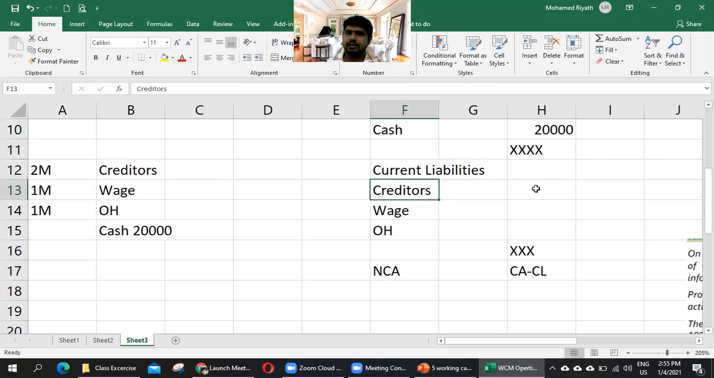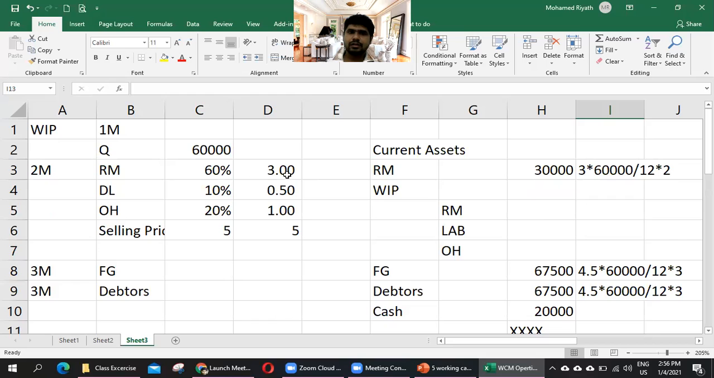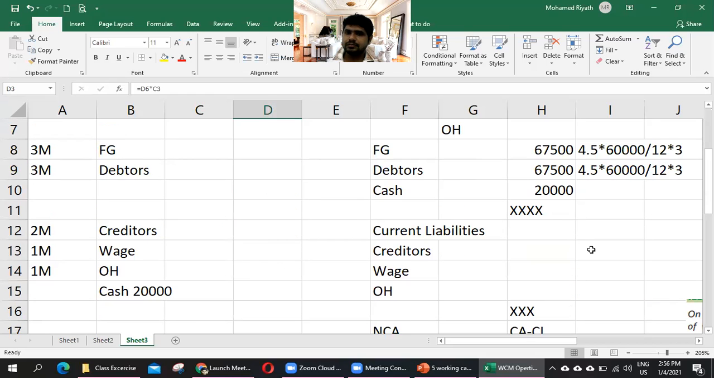Right? Current liabilities. How do creditors arise? When we purchase raw material on a credit basis, creditors will arise. So we purchase raw material on credit. How much is the raw material cost? 3 rupees.